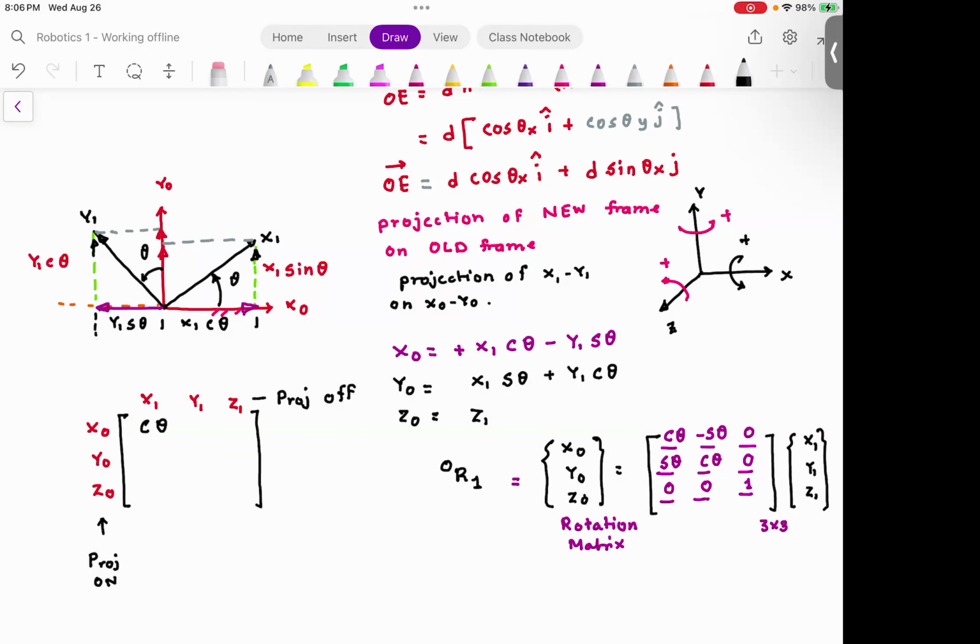X1 onto Y0, sine theta. What is the projection of X1 onto Z0? 0. What is the projection of Y1 onto X0? Y1 onto X0, minus sine theta.